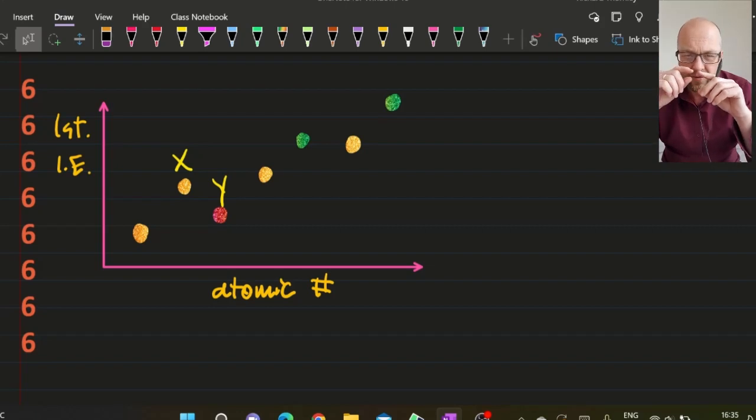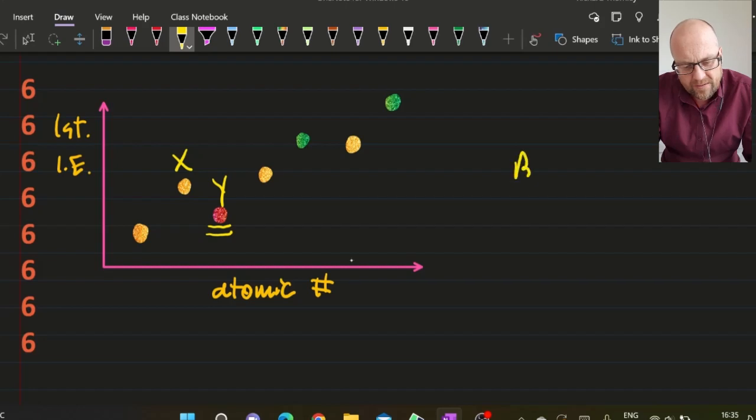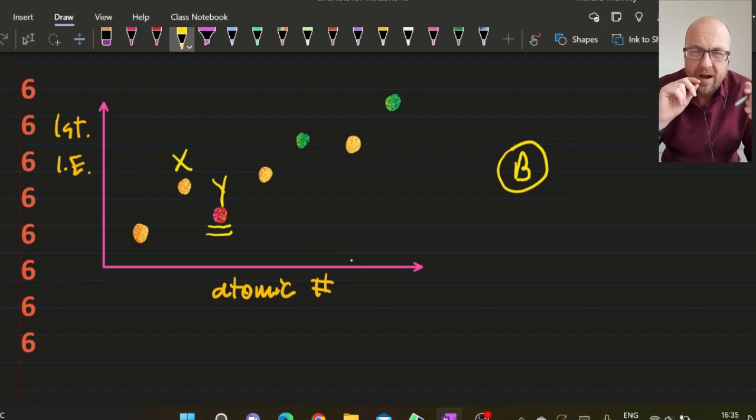So as I'm going across the period, all of a sudden it gets easier than I expect to pull the electron off. Easier, needs less energy. So why would it all of a sudden be easier to pull it off? The element Y loses an electron from a different sublevel. Could be. Element Y has a smaller atomic radius. So Y does have a smaller atomic radius. As you cross the period, they get smaller, but that would make it harder. That would make it higher energy to pull it off, so it can't be B.